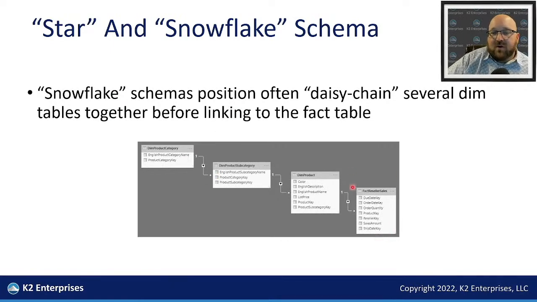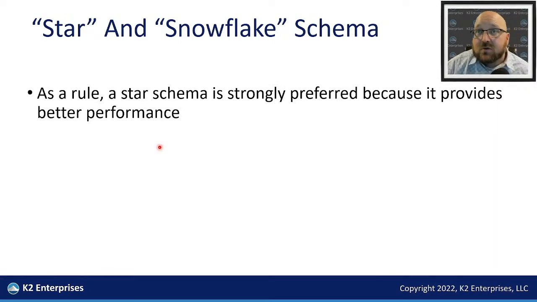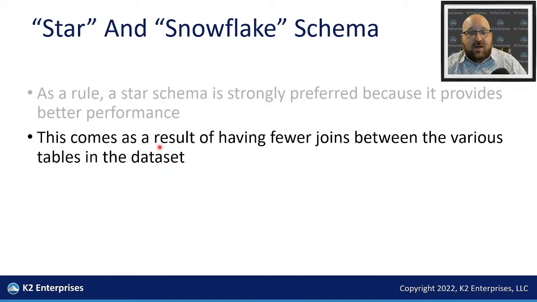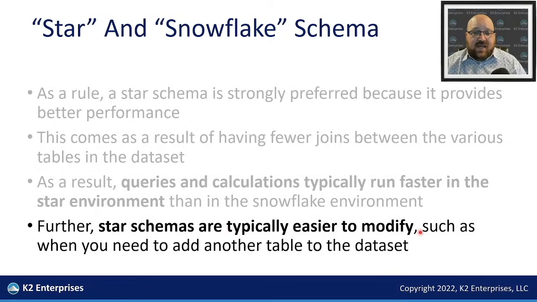Now, we also have what we call snowflakes, okay? Basically here, we've got daisy chain tables. This describes this, which describes this, which describes this. Generally, this daisy chain approach is really slow, and it also presents reliability issues. Whenever possible, it's going to give you better performance to follow that star schema. This is going to result in fewer joins between the different parts of your data set. Ultimately, your queries and calculations are going to run faster in that star environment. And that star schema is going to be easier to modify and extend compared to the snowflake schema that you're working with here.